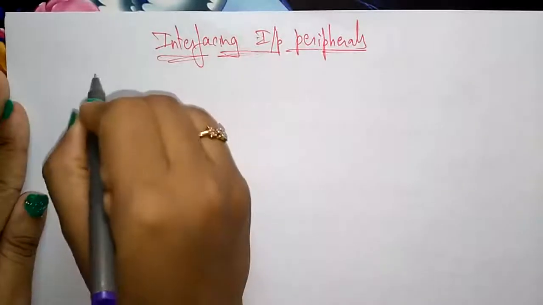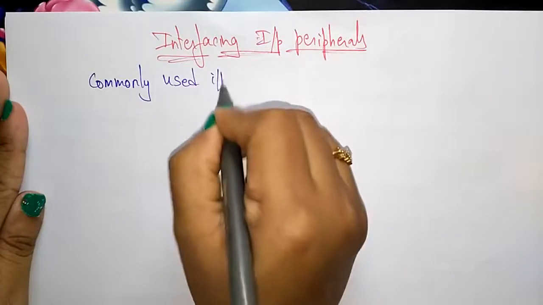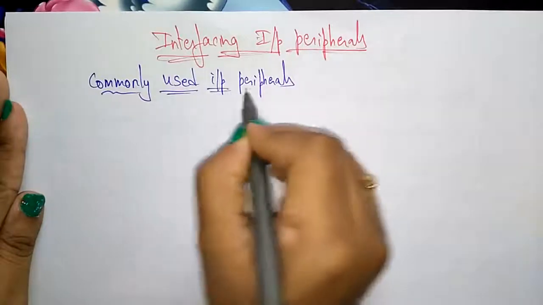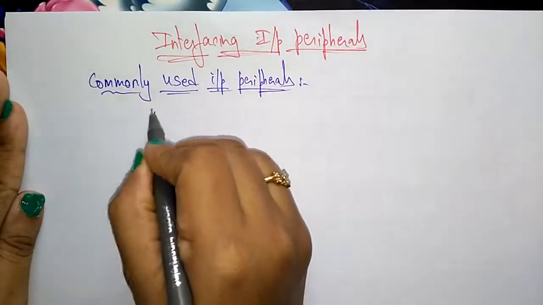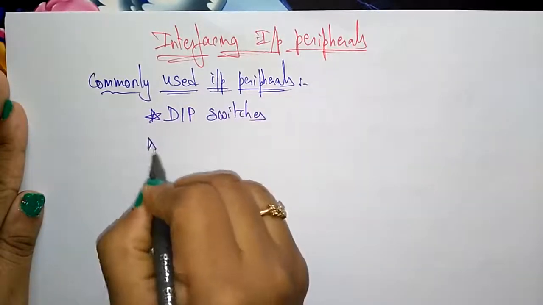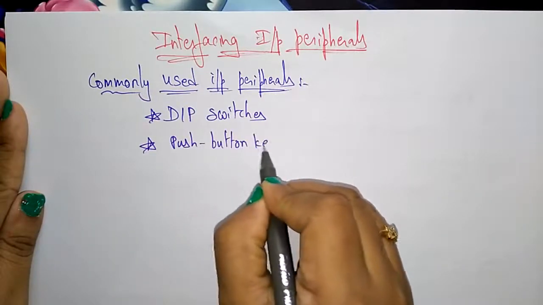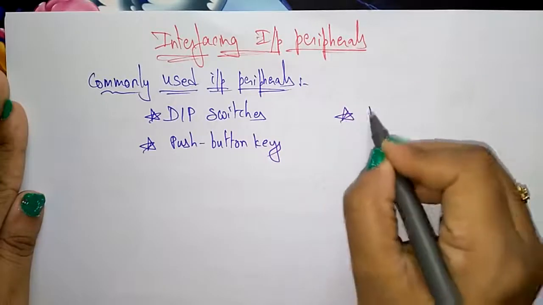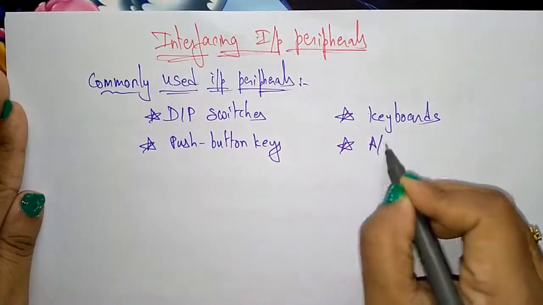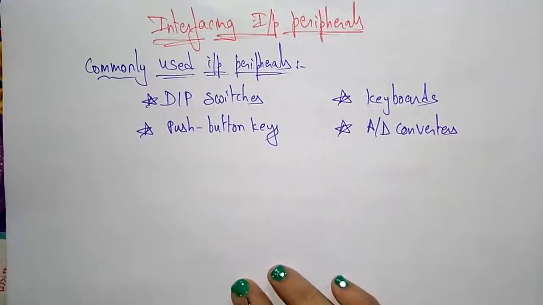So what are the commonly used input peripherals? Peripherals are nothing but external devices. The commonly used peripherals are DIP switch, next push button keys, and then keyboards and analog to digital converters. So these are the commonly used input peripherals.